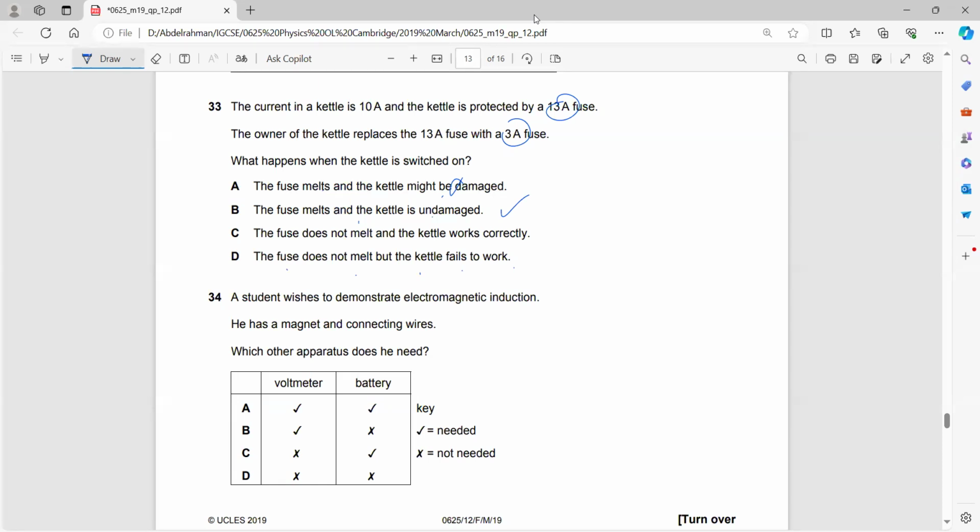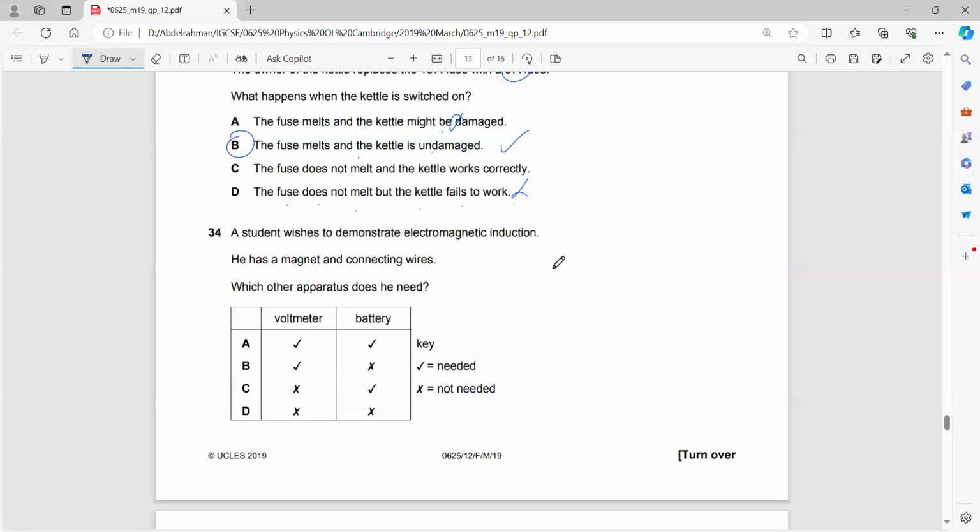Actually, this is wrong. Someone said D. D is actually wrong. Why is D wrong? Because the fuse definitely will melt. The kettle requires 10 amperes to work normally. So if it suddenly takes 10 amperes, what will happen? The fuse will instantly melt. Will the kettle be harmed? No, nothing will happen to the kettle. It will be undamaged.